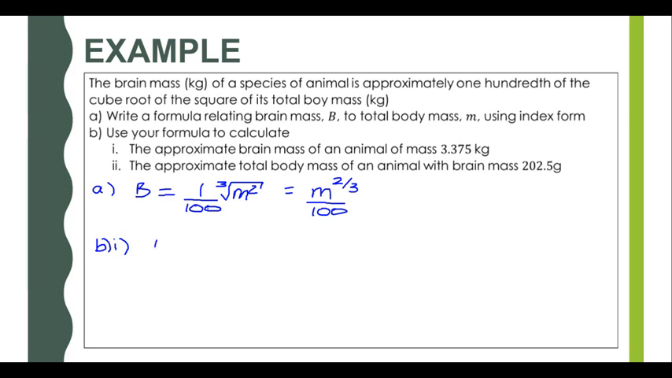which we can substitute in to get B is equal to 3.375 to the power of 2/3 divided by 100, which we can use our calculator to calculate, giving us 0.0225 kilograms, or 22.5 grams.